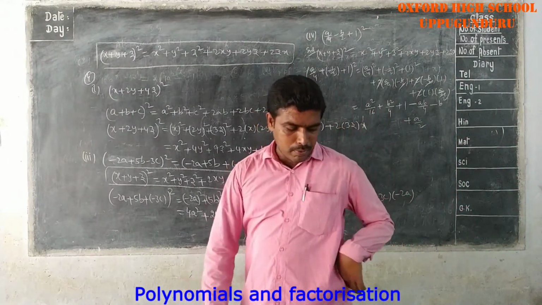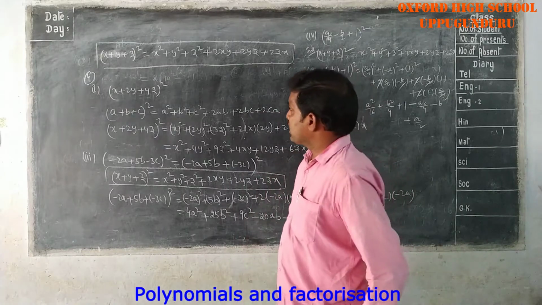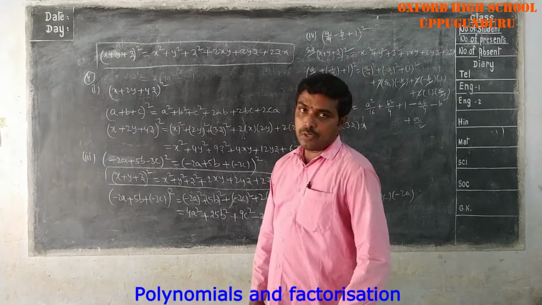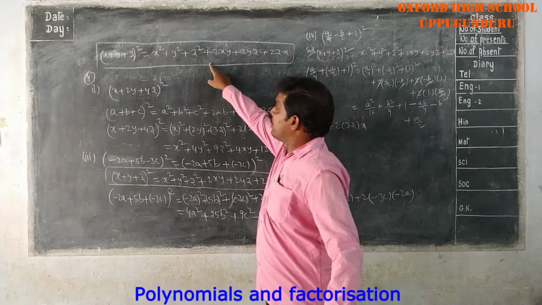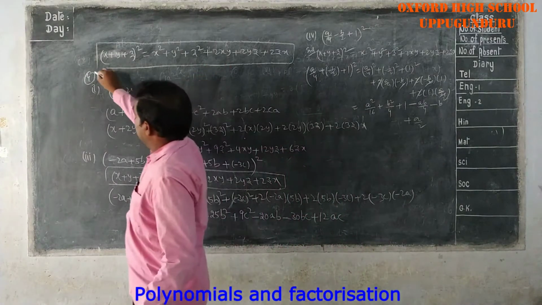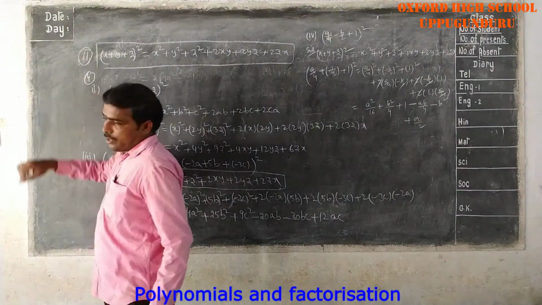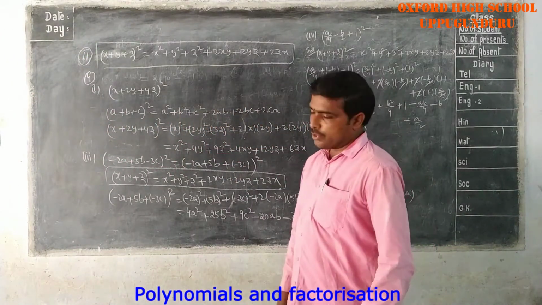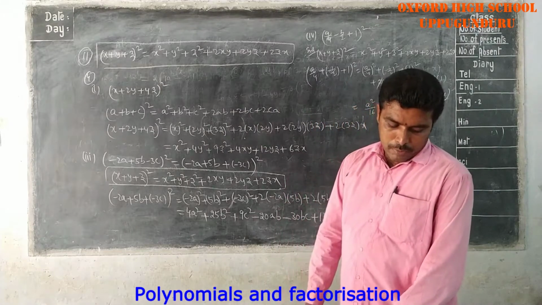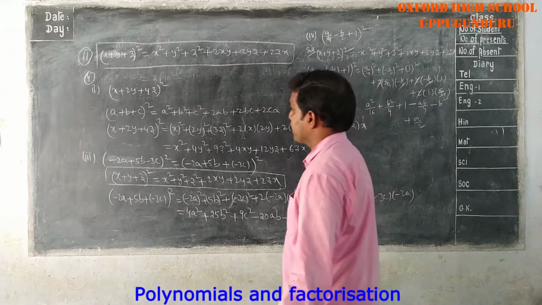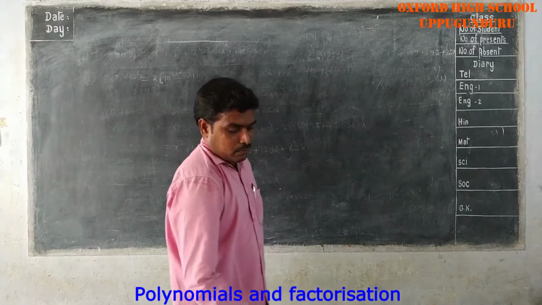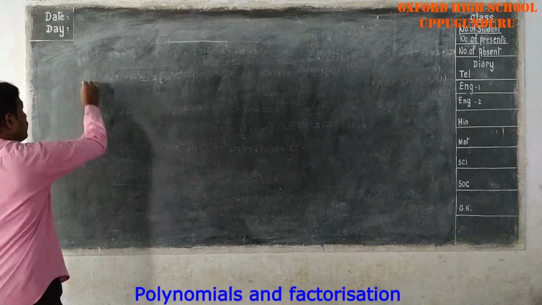So these three problems you have to do using this identity, x plus y plus z whole square equals x square plus y square plus z square plus 2xy plus 2yz plus 2zx. This is the 11th algebraic identity. So this one also you have to learn. Using that identity you have to do these three problems in the 4th round. Next, second one. Second and sixth one you have to do in the same way.